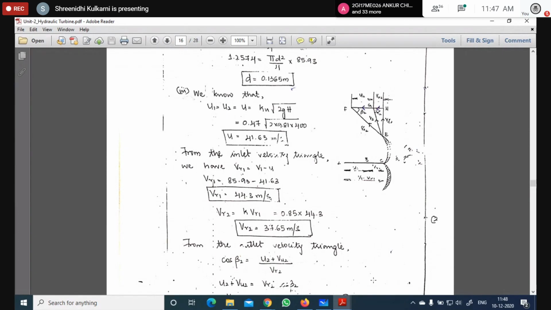So we got 44.3 meter per second. Yes, sorry sir, 44.6 meter per second. Okay, fine. So once you got VR1, we know the formula.